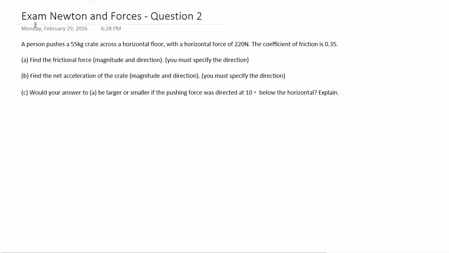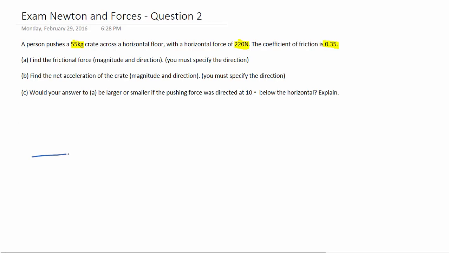This is a question from the exam on Newton and his forces. Question 2. A person pushes a 55-kilogram crate across a horizontal floor with a horizontal force of 220 newtons. The coefficient of friction is 0.35. So this is 3 parts. The first part is we need to find the frictional force, magnitude, and direction.